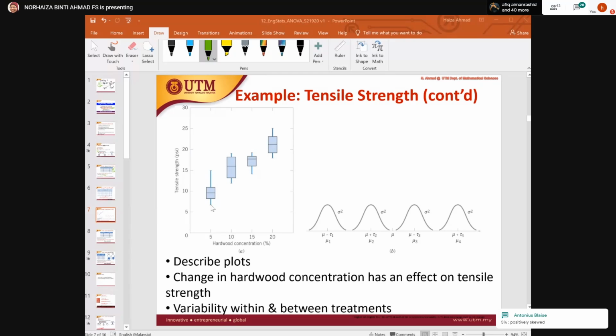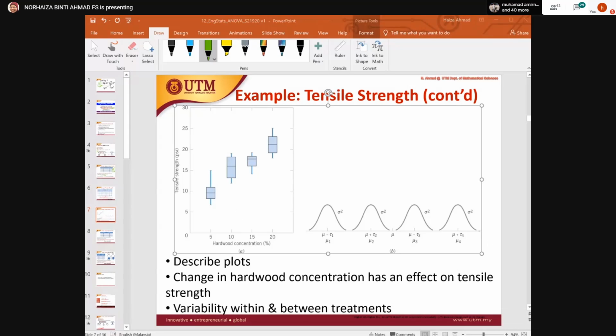Positively skewed, okay. Anything else? Can you comment on the tensile strength of different hardwood concentration? 10% has the widest interquartile range. Which one? Can you comment on the tensile strength of different hardwood concentration?